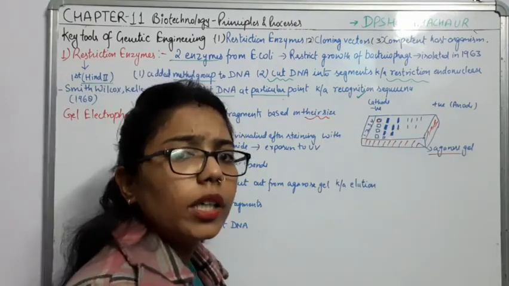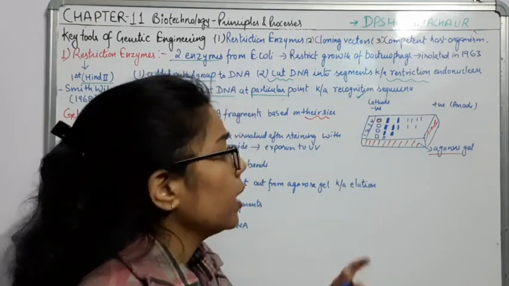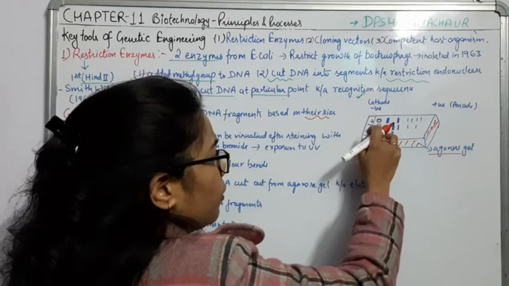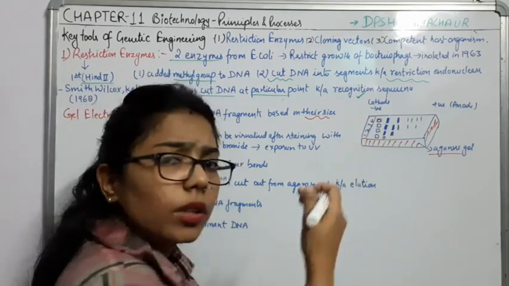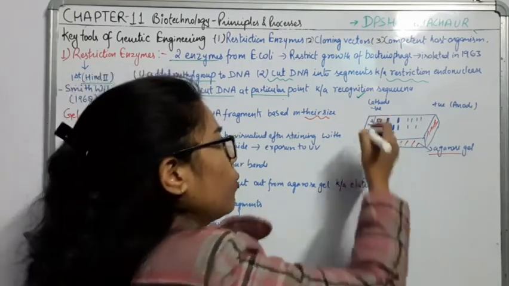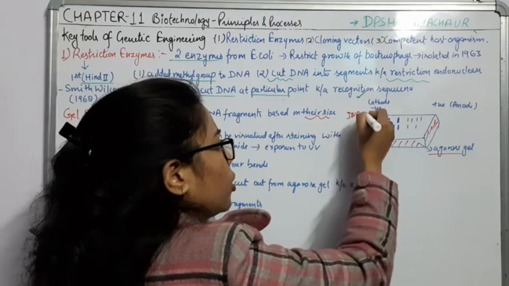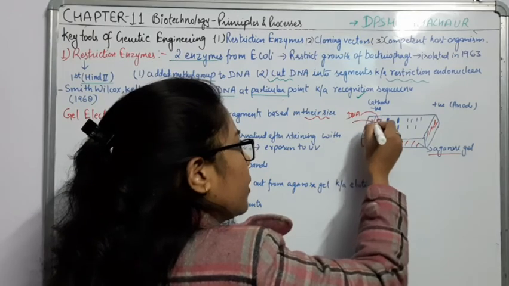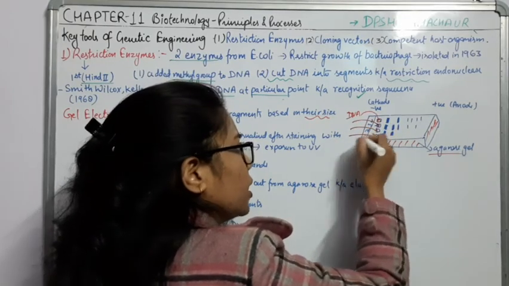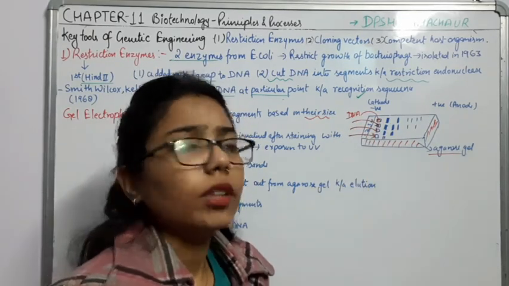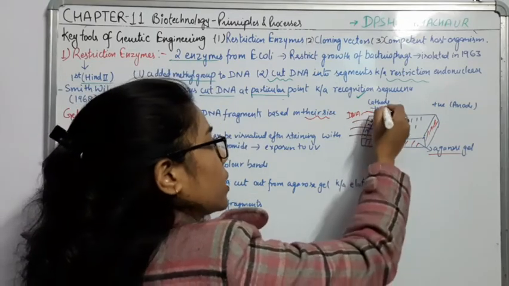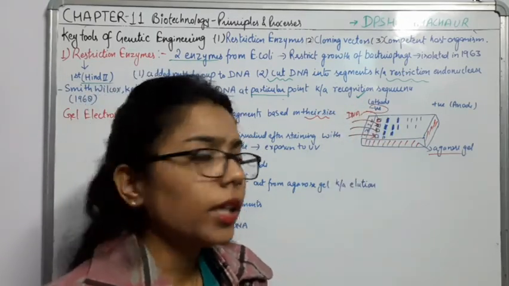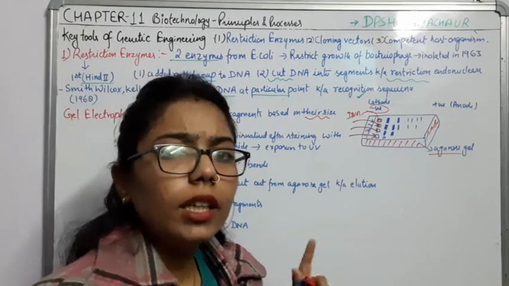In which we are going to fill the DNA fragments. So here we have different fragments, 1, 2, 3, 4. Different wells are present here, and we are going to incorporate our DNA into these wells. Now, what is the nature of DNA? The nature of DNA is always negatively charged. We all know that DNA is negatively charged.